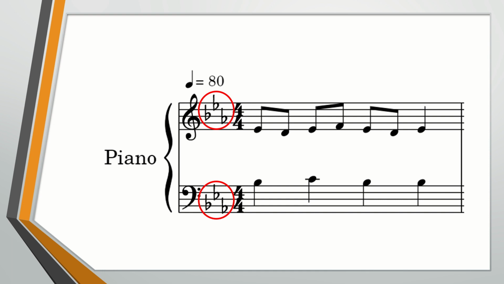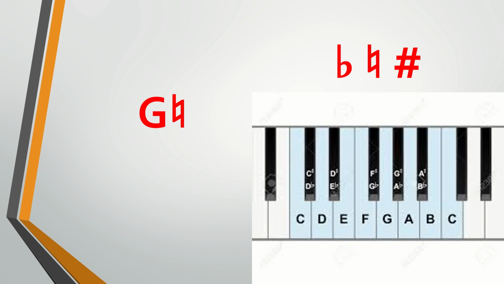To better understand flats, naturals, and sharps, let's look at how they affect a note. If we look at the piano keyboard, we see the white notes C, D, E, F, G, A, B, and C. We also see the 5 black notes, C sharp or D flat, D sharp or E flat, F sharp or G flat, G sharp or A flat, and A sharp or B flat. The second C shown is an octave above the first C.